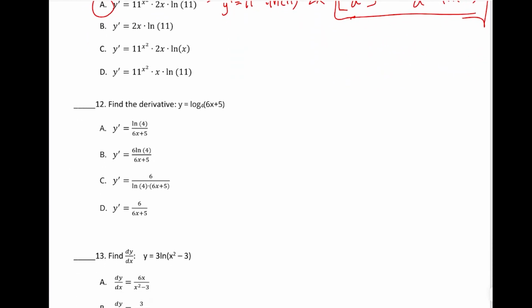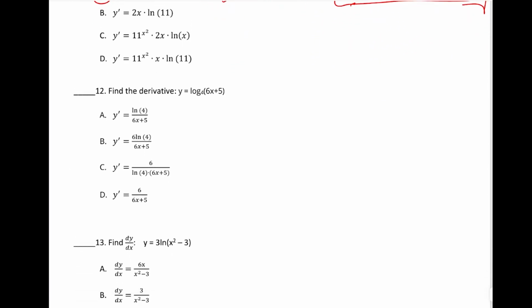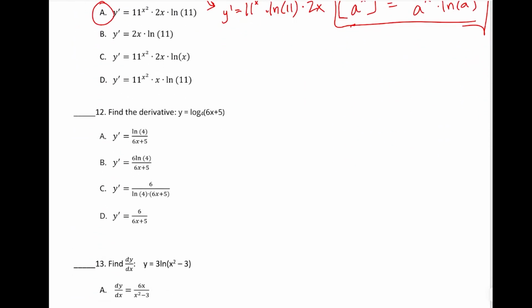Number 12, find the derivative. Okay, so there's going to be a logarithmic derivative. And so as a little reminder here, like I reminded you up here, the derivative of log base a of x is going to be 1 over x times the natural log of a. And of course, just like with the last one, we're going to have to do a little chain rule too. So let's find y prime.